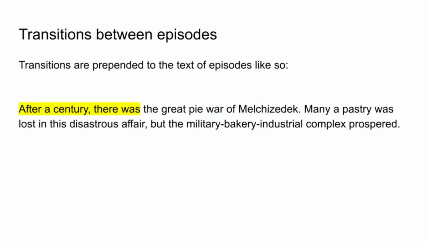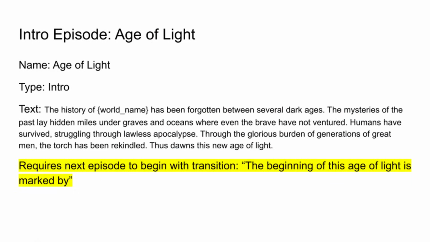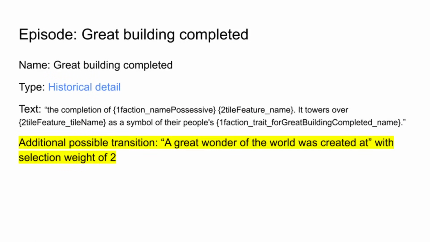So we get to generate transitional phrases between the episodes, and these transitional phrases are chosen also by a weighted random selection, where we generally choose from a pool of generic transitional phrases with equal weights, but certain episodes have the option to contain transitional phrases that are either required to introduce them, like this one here, which is required after an introductory episode, or rather just have a chance of being selected during the random weighted selection, much like this one here for introducing the completion of a great building.